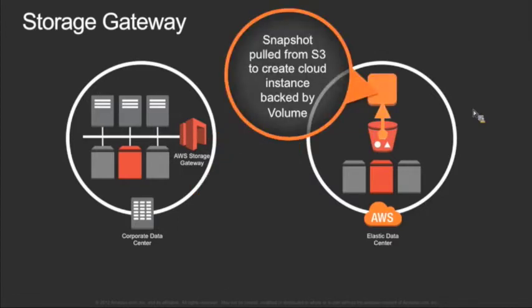Alternatively, you could pull those volumes from S3 and create a cloud instance within AWS backed by that volume. So this would be in a disaster scenario where your VMware infrastructure, your storage gateway, potentially your server infrastructure at your own premises was no longer available. You could use the snapshots that you created with that storage gateway to create or rehydrate EC2 instances within AWS and start running your workloads in AWS rather than on your own premises in that corporate data center.